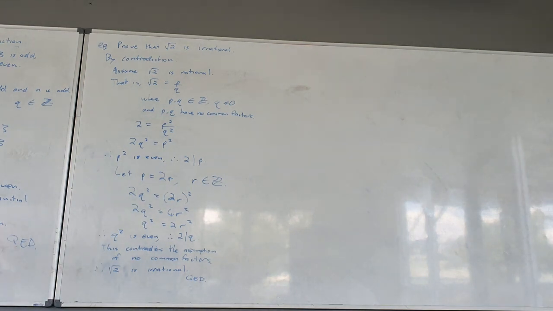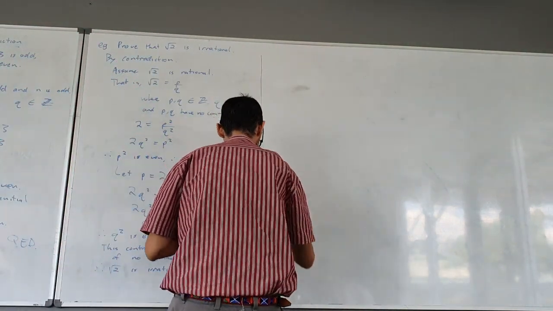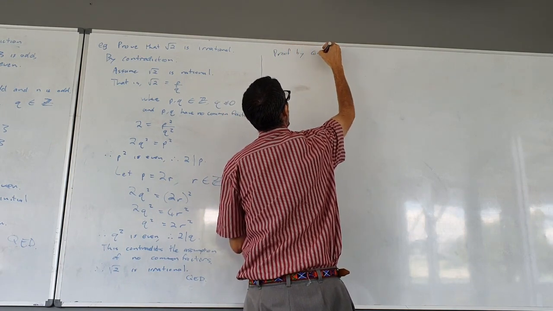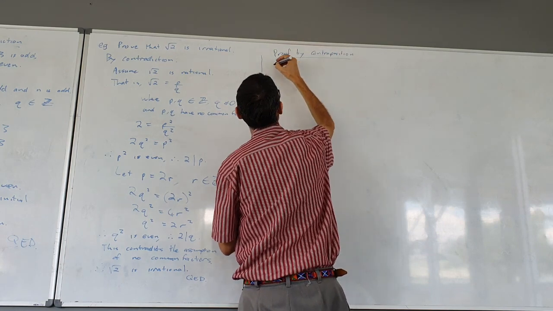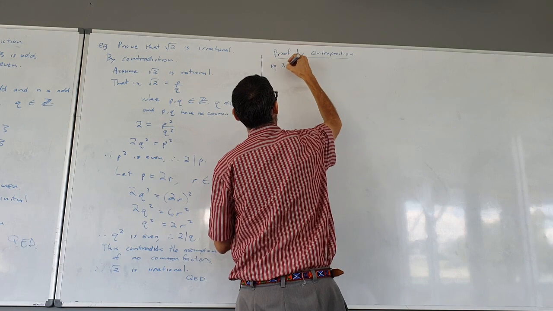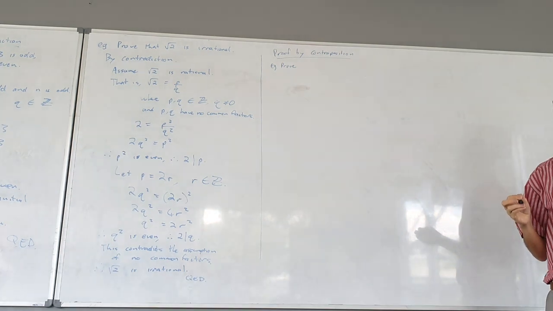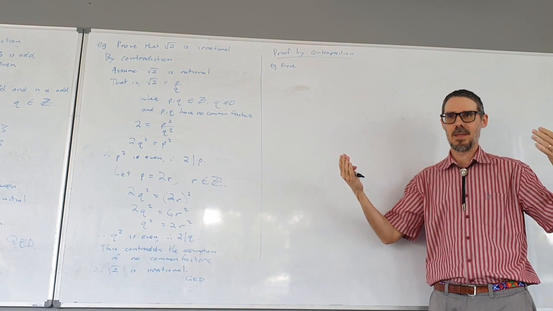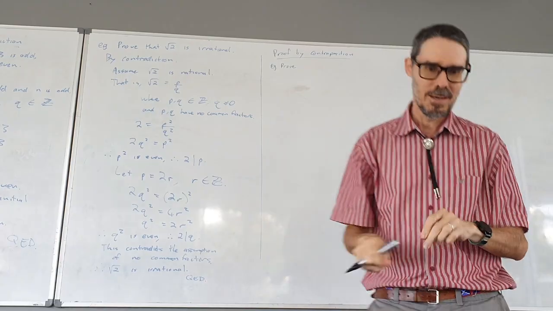There are some other ways to prove. Proof by contraposition. You remember I said the original statement, the original implication, and the contrapositive are equivalent. That means sometimes the contrapositive might be easier to prove than the original statement. And it's exactly the same.